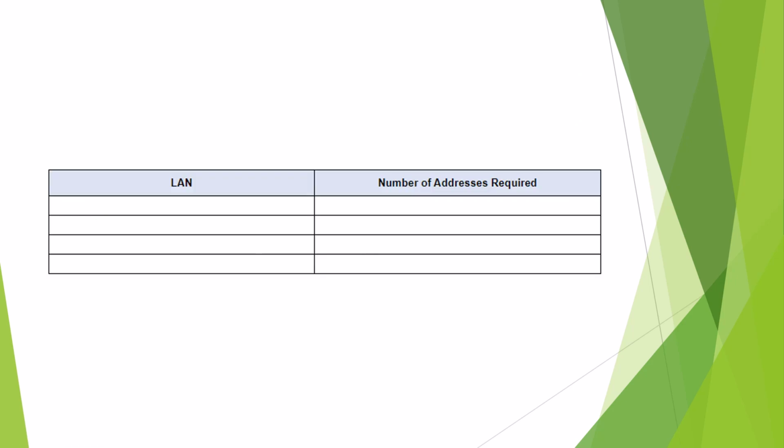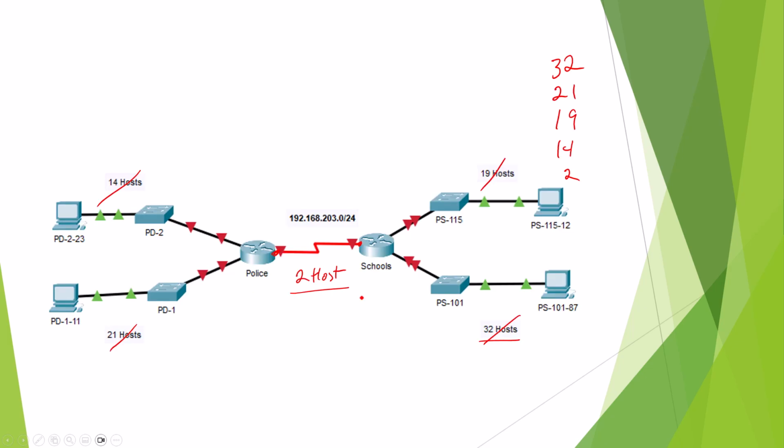Alright, so this is the chart that they give us. So number of addresses required. 1, 2, 3, 4. Again, for completeness' sake. Number of addresses required, 32. 21. 19. 14. 2. I'm going to go back one slide.